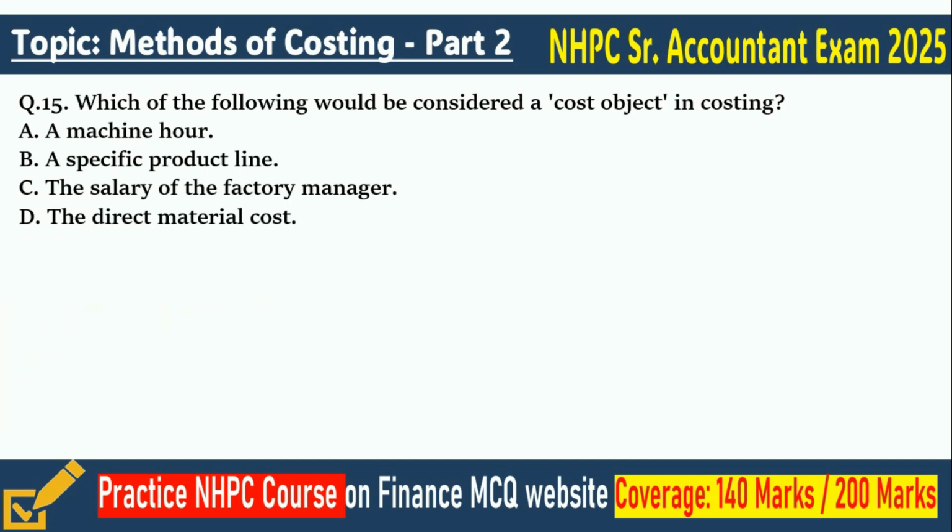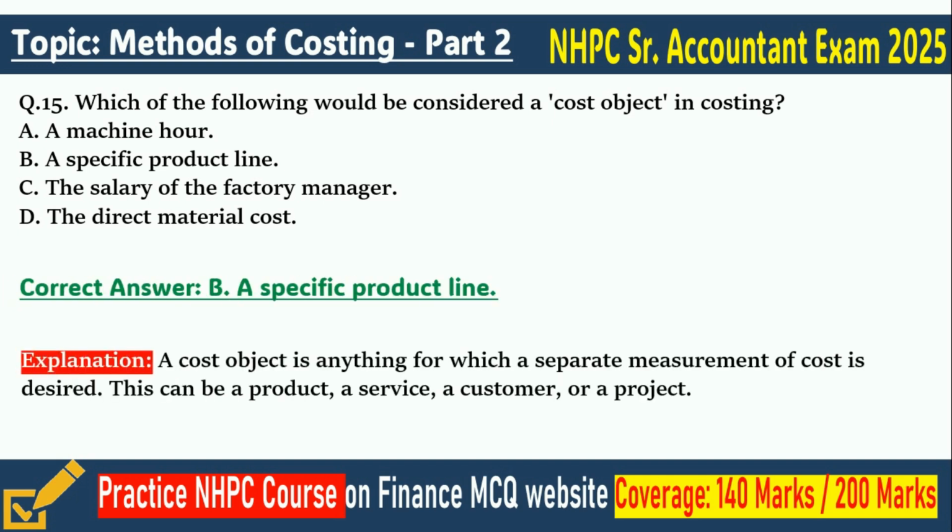Moving on. Friends, next question. The following would be considered a cost object in costing. Option A, machine hour. Option B, a specific product line. Option C, the salary of the product manager. Option D, the direct material cost. So friends, here the correct answer is option B, the specific product line.